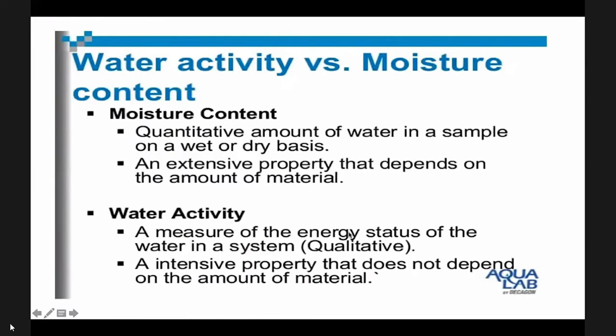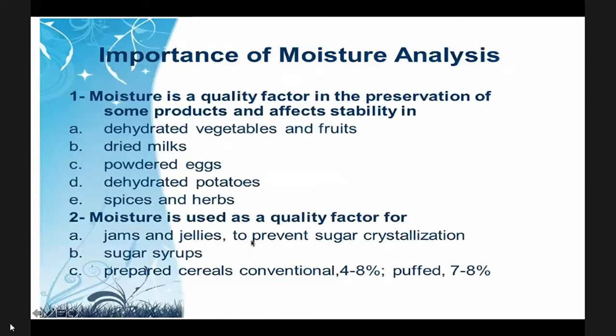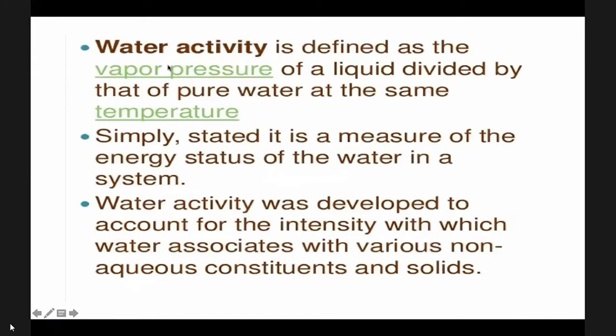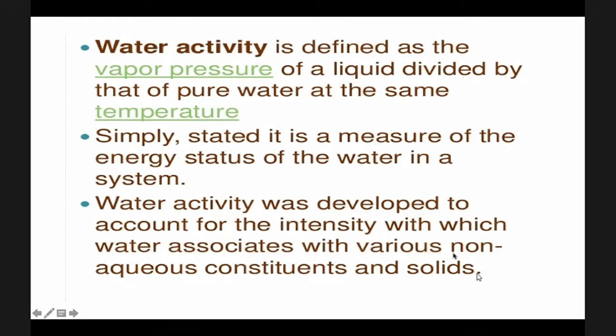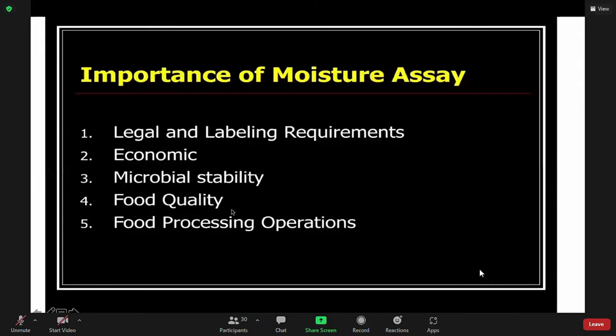Water activity is the measure of the energy status of water in the system. It is defined as the vapor pressure of a liquid divided by that of pure water at the same temperature. Simply stated, it is a measure of the energy status of the water in a system, while moisture is the amount. Water activity was developed to account for the intensity with which water associates with various non-aqueous constituents and solids. So water activity is a very important parameter, especially in food formulation. Next.